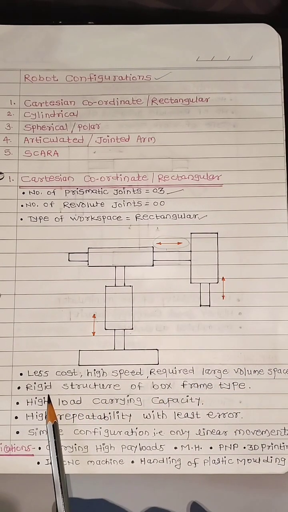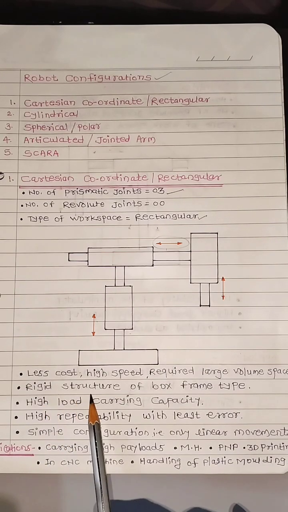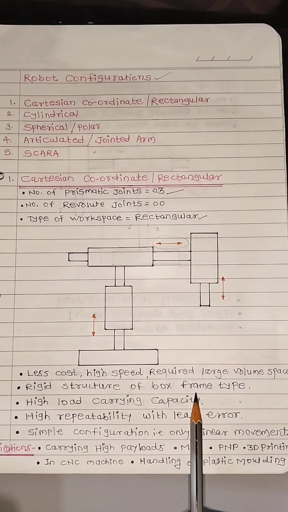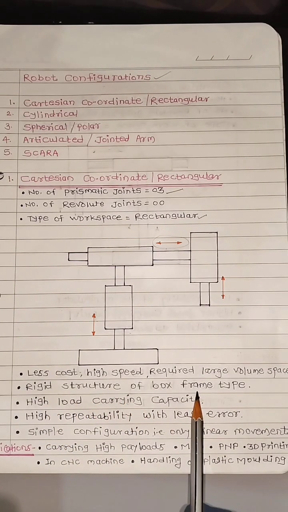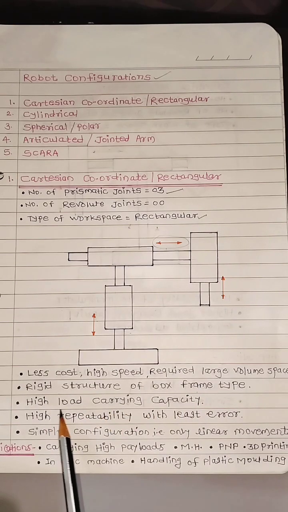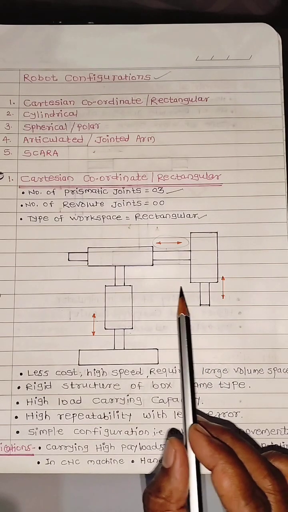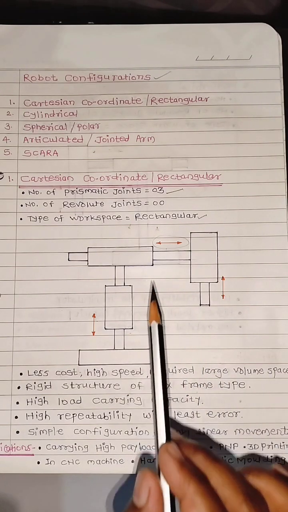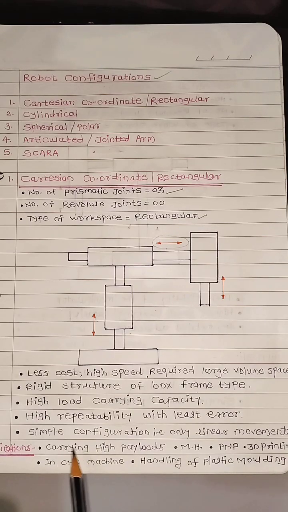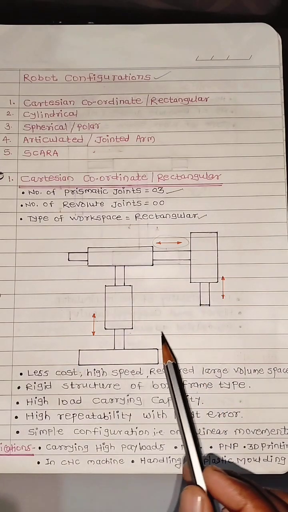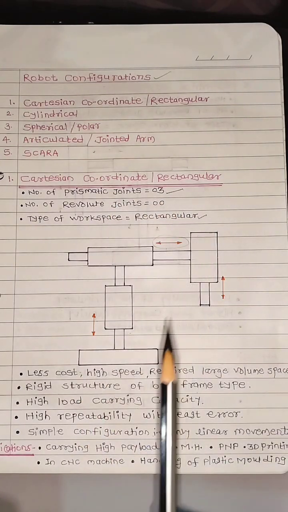Then a rigid structure of box type or frame type can be provided here. It has high load carrying capacity and high repeatability with least error, meaning there are no chances of error in this type of configuration. This is a simple configuration, as we already discussed, that is, only linear movements are provided, meaning no revolute joints are present.